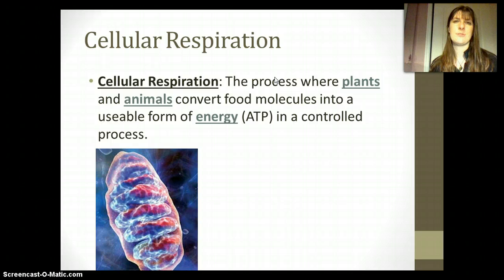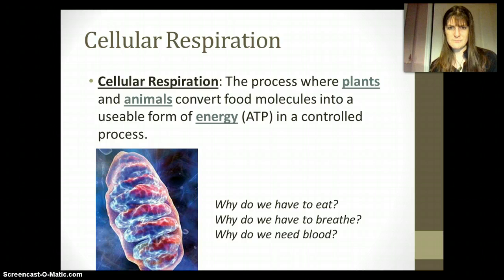We normally think about respiration on a macro level, like breathing as respiration, and that process is directly tied to cellular respiration. In fact, we can answer a lot of really important questions about our bodies as a whole by looking at cellular respiration. Specifically, we can answer things like, why do we have to eat? Why do we have to breathe or respire? Why do we need blood?